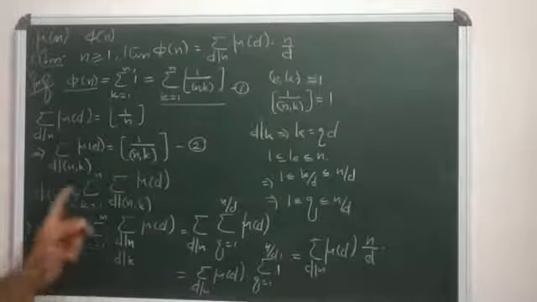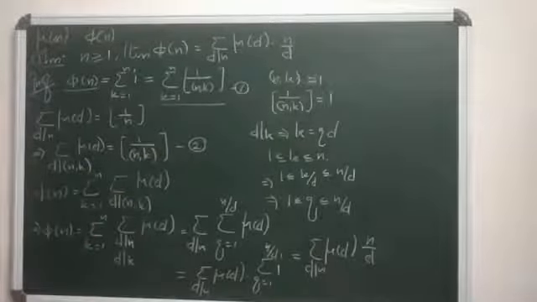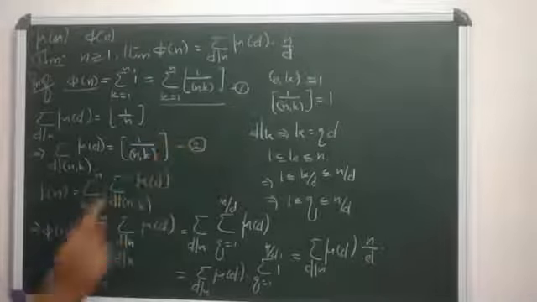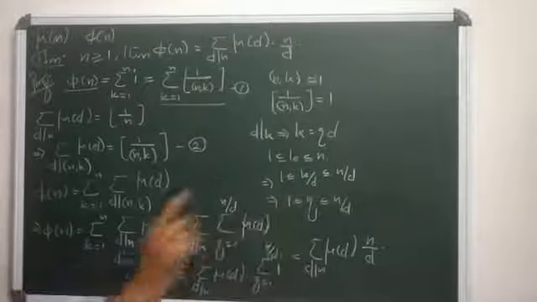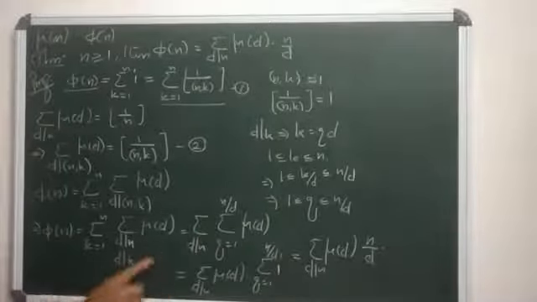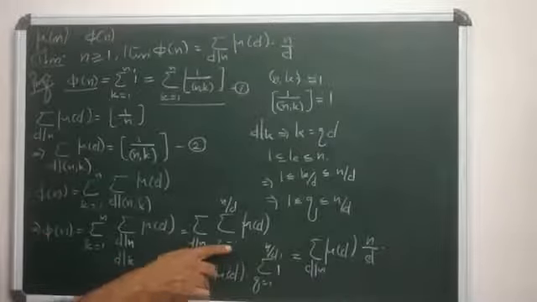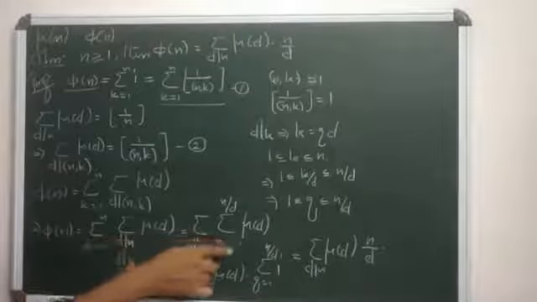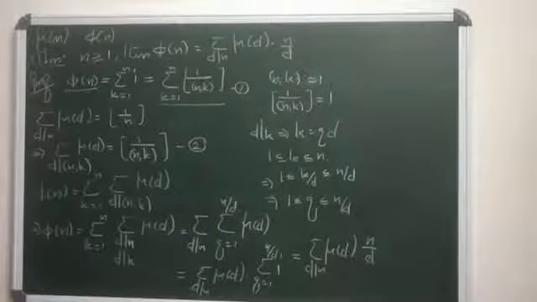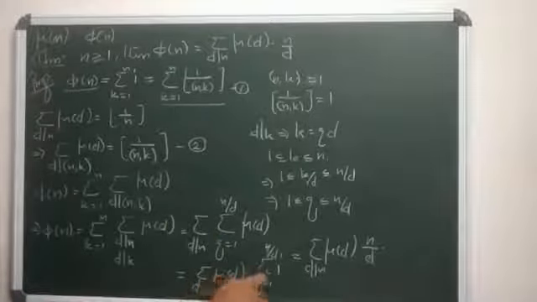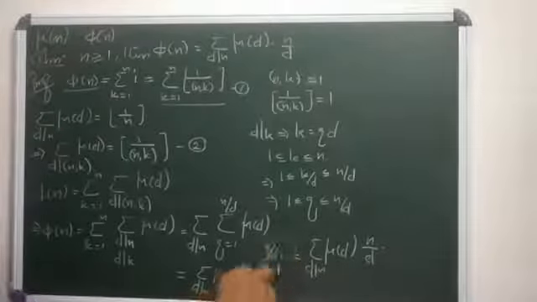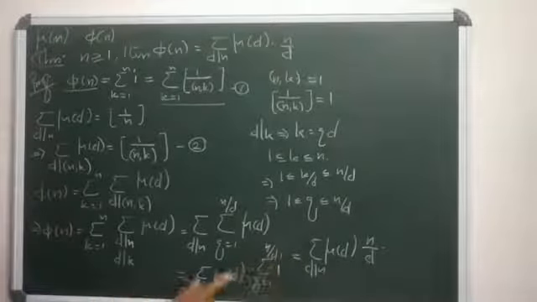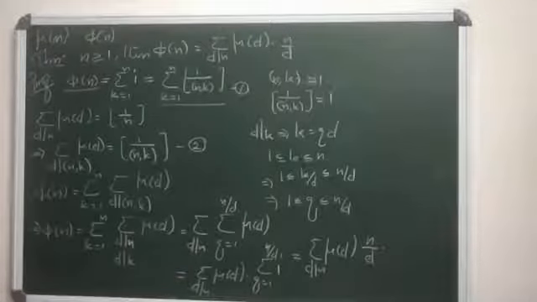Then we know that sigma d divides GCD of n and k means d divides n and d divides k. But d divides k means k equals q into d. Finally, q ranges from 1 to n by d. So this sum can be rearranged in this way: sigma over d divides n, sigma q ranges from 1 to n by d of mu of d. That is rearranged as sigma over d divides n of mu of d into this one. We know that this is nothing but n by d. So that is the complete proof of this. Clear?